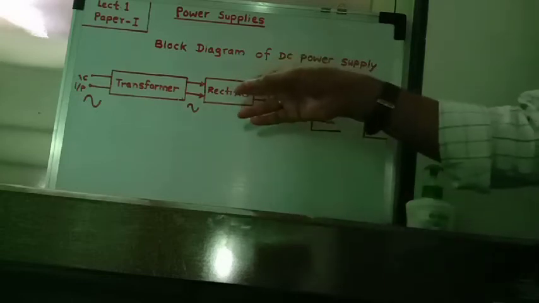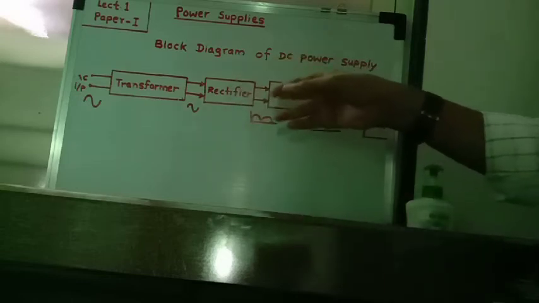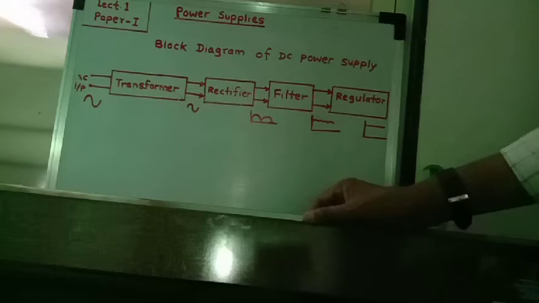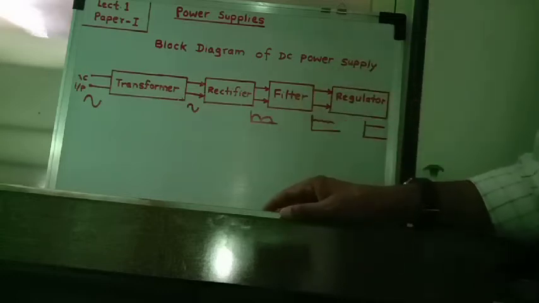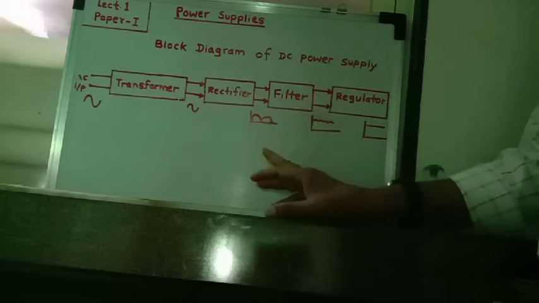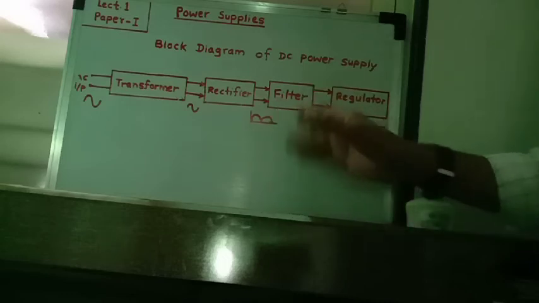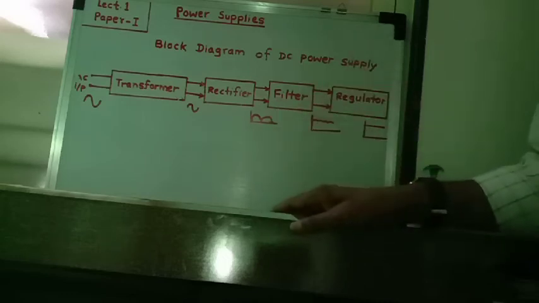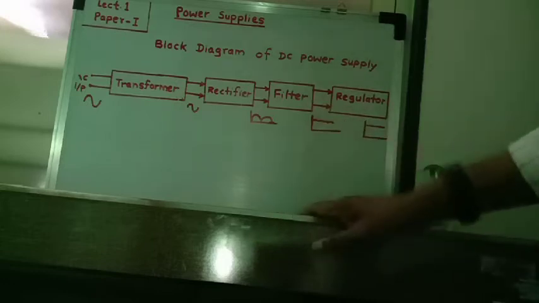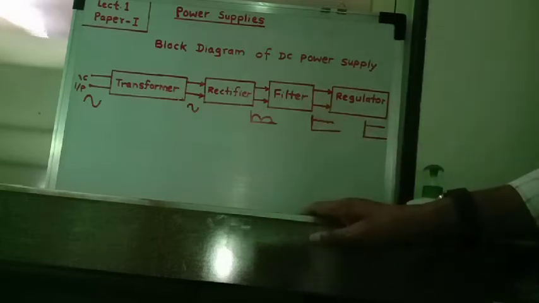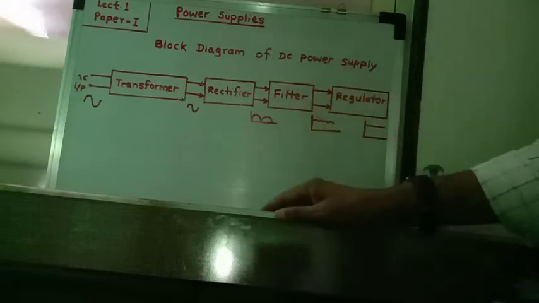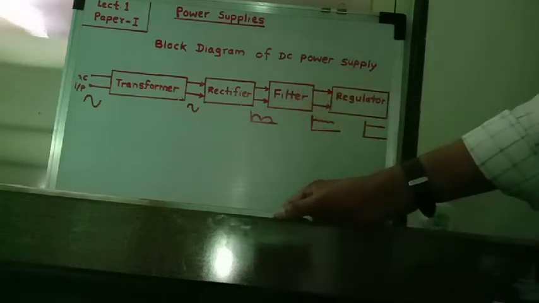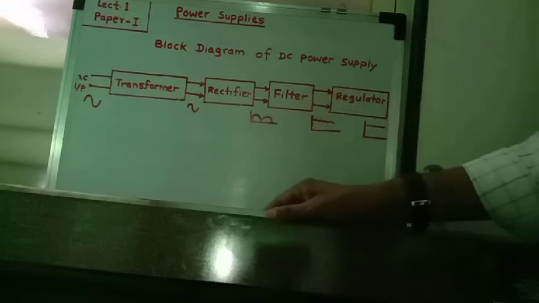This AC component is filtered or removed by using filter circuits. The output of this rectifier is then given to the filter circuit. The filter circuit removes the AC part or AC component from the DC, and then we get a pure DC output voltage, which is also called smooth DC voltage.